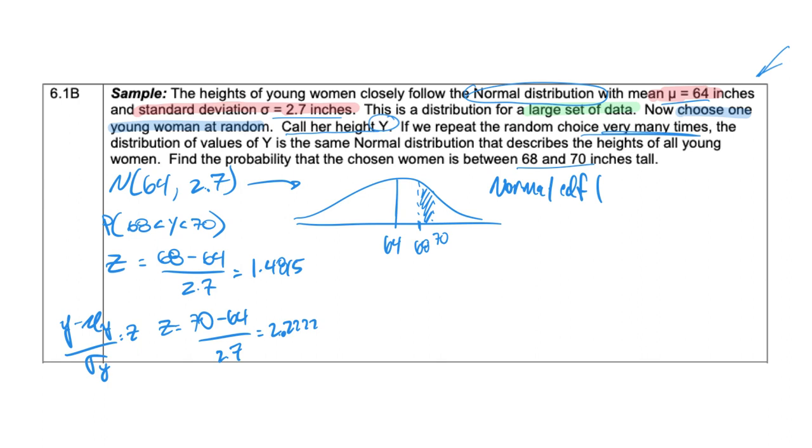And we have our lower bound, 1.4815, our upper bound at 2.222, okay? Our mean is 0 and our sigma is 1, right, for standard. Or we can do our lower bound at 68, upper bound at 70, 64 for our mean, and 2.7 for standard deviation. You can do either one.